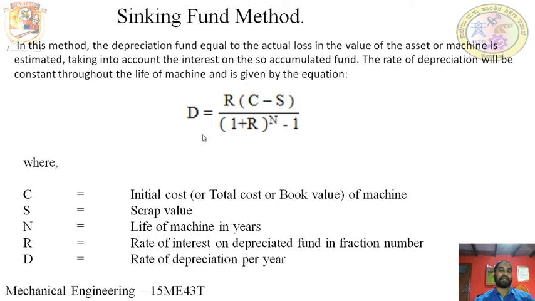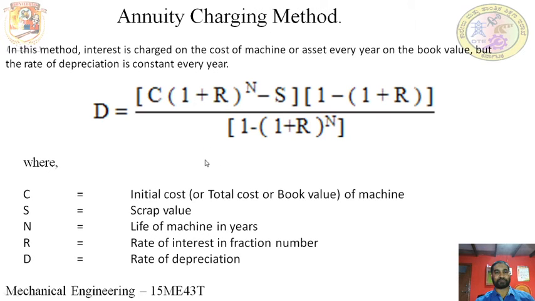D equals R into (C minus S) divided by (1 plus R) to the power n minus 1. Here the extra thing that has come is only R, that is the rate of interest on the depreciation fund as a fraction. Remaining everything is the same. S is the scrap value, C is the initial cost, N is the life of the machine, and D is the depreciation value per year.